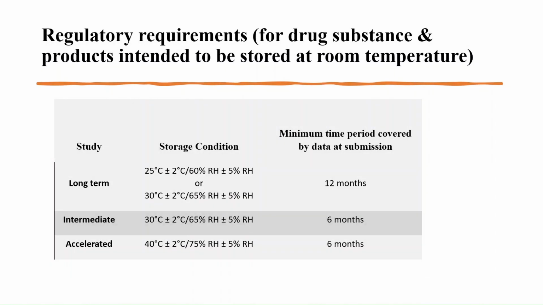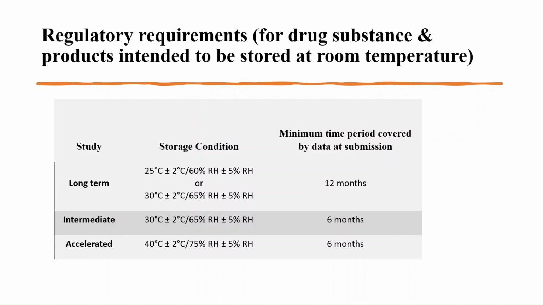Now let's look at the regulatory requirements for drug substances and products intended to be stored at room temperature. As I have mentioned in my last video, there are basically three kinds of stability studies: long-term, intermediate, and accelerated. So in the general case where you are going to store your product at room temperature, the long-term testing condition would be 25 degrees centigrade and 60% RH plus or minus 5% RH, or you can do it at 30 degrees followed by 65% RH. If you're going for intermediate, it would be 30/65, and if you're going for an accelerated study, it would be 40 degrees centigrade plus or minus 2 followed by 75% relative humidity plus or minus 5% relative humidity.